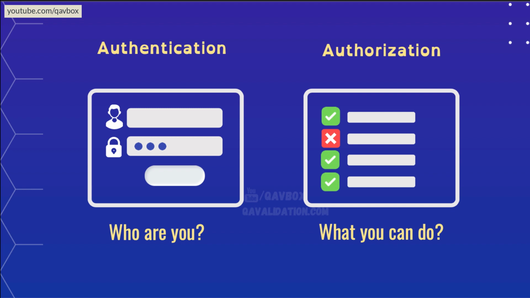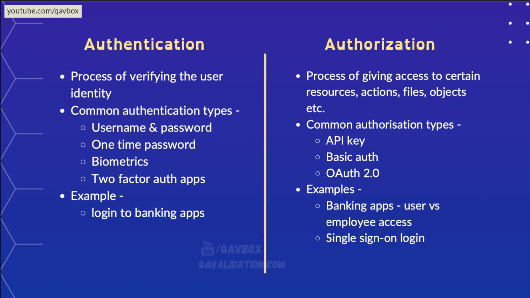Whereas authorization is basically what are the different things you can do. For instance, let's say a particular application has 5 different tasks, and when you log in, the authorization says whether you really have access to do these 4 different tasks, or only a specific task out of the entire functionality of the application. To give more explanation, let's move on to the next slide.